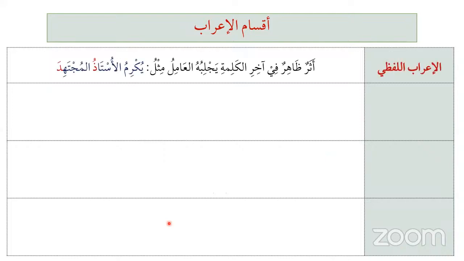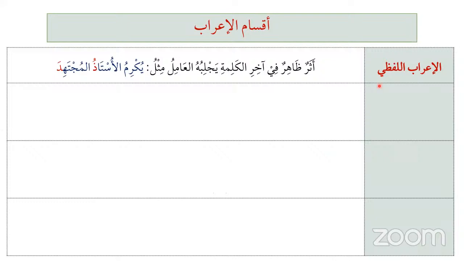Now, this is the part where I want you to put your thinking caps on. It's very easy, it's not hard, but it's important that we understand that I'rab is of a few types. So, أقسام الإعراب, types of I'rab. We have one type of I'rab here, which is al-i'rabu al-lafziyu.